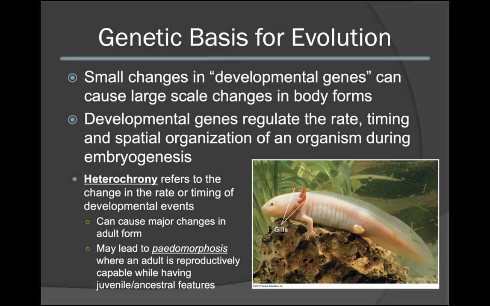Heterochrony refers to a change in the timing or rate of developmental events. This can cause major changes in the adult form and can even lead to paedomorphosis. This occurs when an adult is reproductively capable even though it has juvenile or ancestral features.